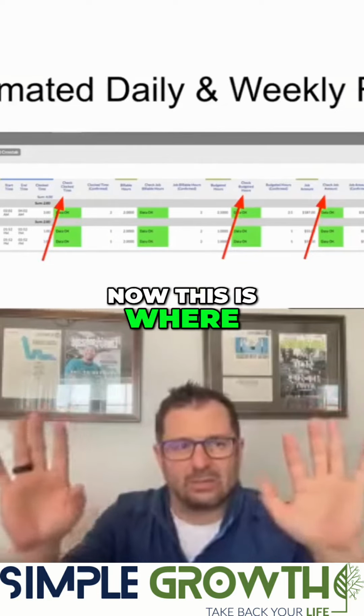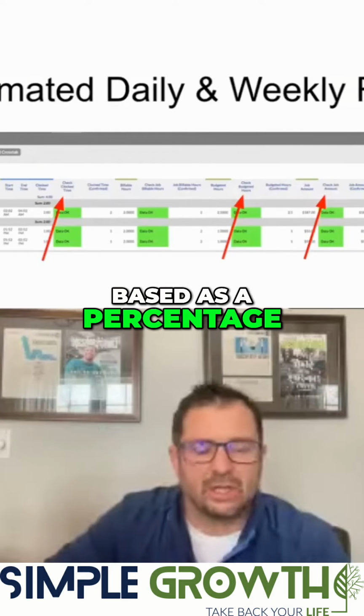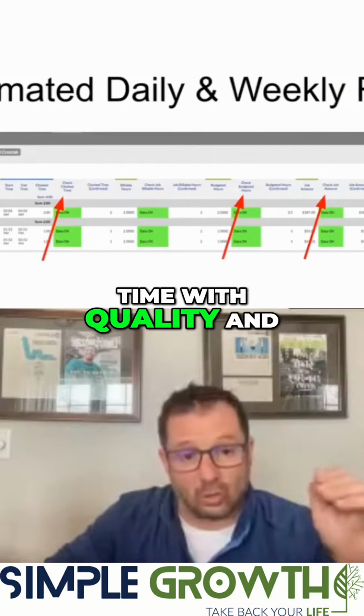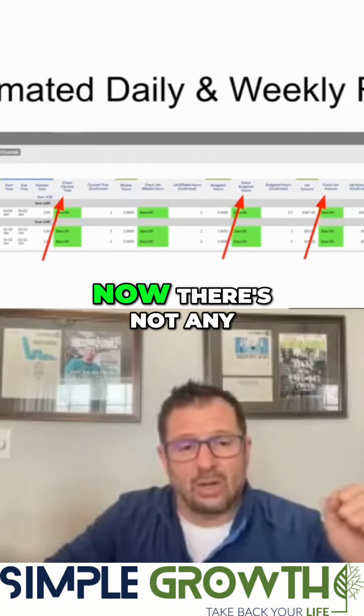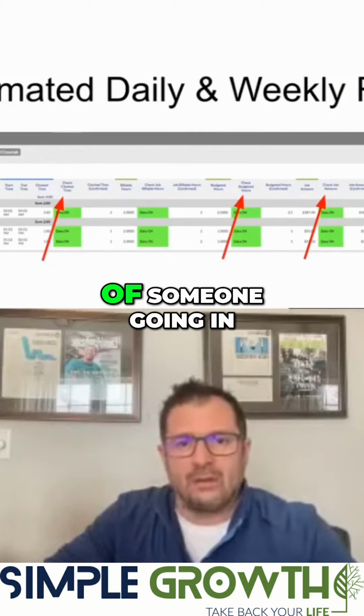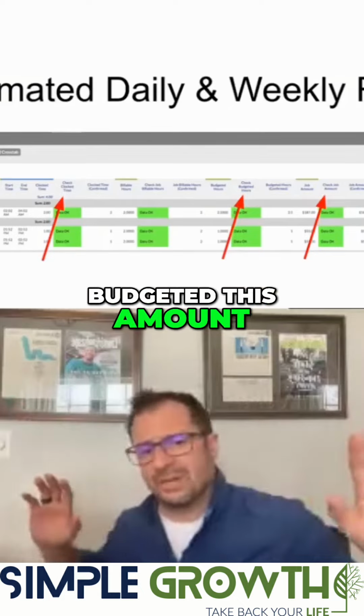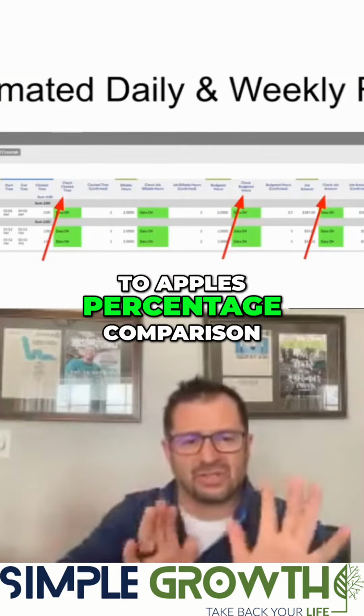Now this is where the rubber hits the road. Now everybody knows, based on a percentage, who hit their budgeted time with quality and who didn't. And now we're not creating any animosity or issues of someone going in and saying, well, I was budgeted this amount and they were budgeted this amount, and it's not fair. Now it's an apples to apples percentage comparison.